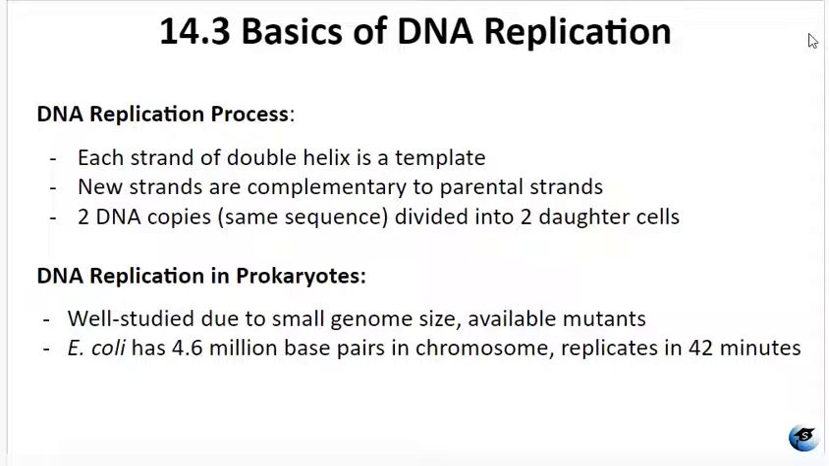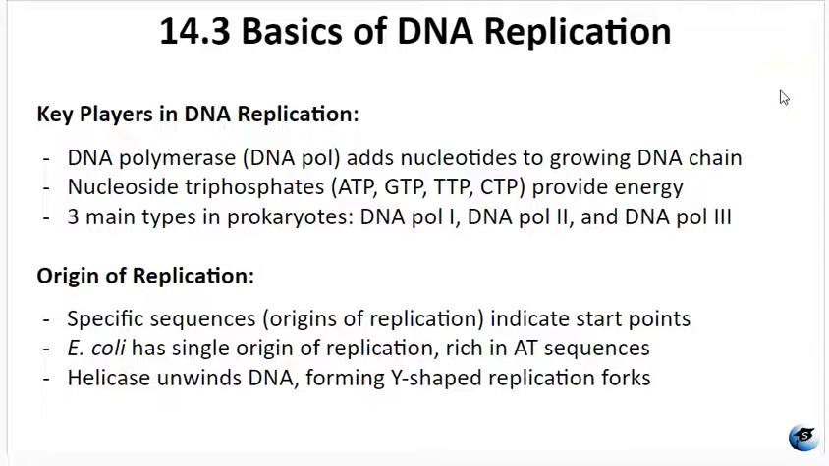In prokaryotes like E. coli, DNA replication occurs rapidly and with high accuracy. We should go ahead and introduce the key enzymes in prokaryotic DNA replication, as these enzymes play a crucial role in adding new nucleotides to the growing DNA strand. Nucleoside triphosphates provide both the nucleotides and the energy that's needed for polymerization. Prokaryotes have three main polymerases. DNA polymerase 3 is the one that is responsible for DNA synthesis, but they also have DNA polymerase 1 and 2.